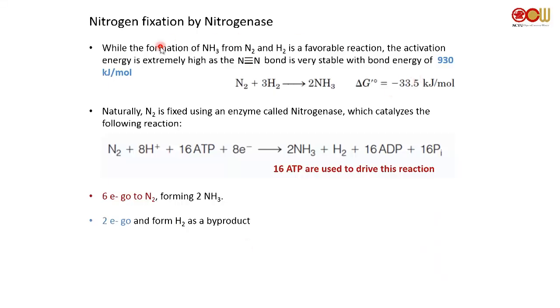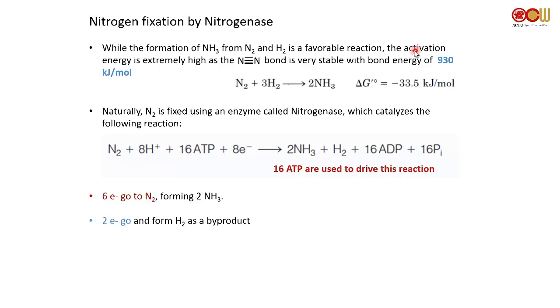So here I want to talk about how you do that. We're not going to spend too much time on nitrogenase, but I want you guys to know this thing exists. So nitrogen fixation: you turn nitrogen, N2, to ammonia. Essentially what you're doing is N2 plus 3H2 gives you 2 ammonia. Now, delta G is very large. So you might be thinking, this should be a very easy reaction to do. While the formation is very favorable, the activation energy is huge.